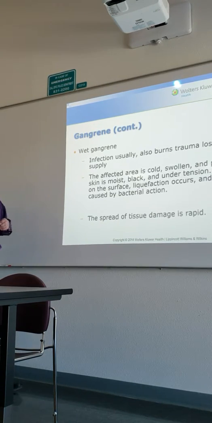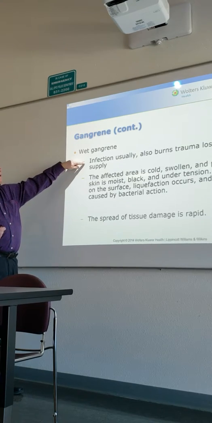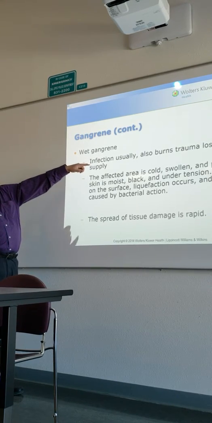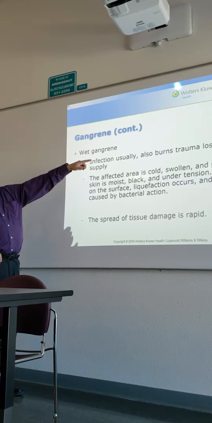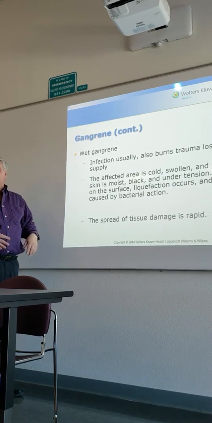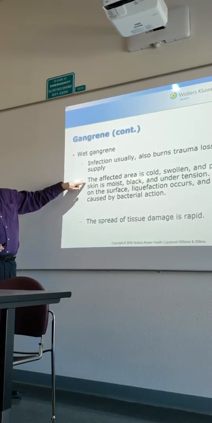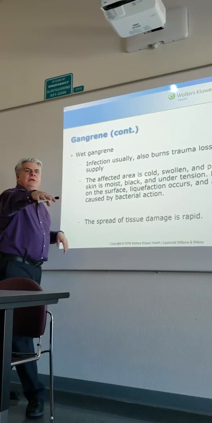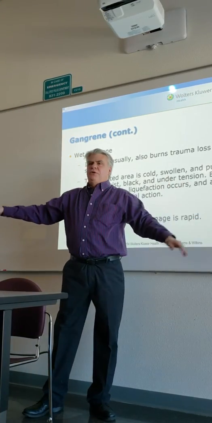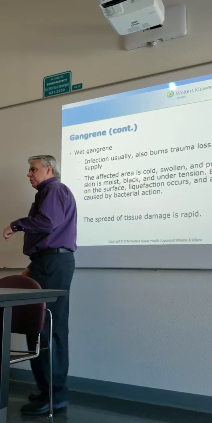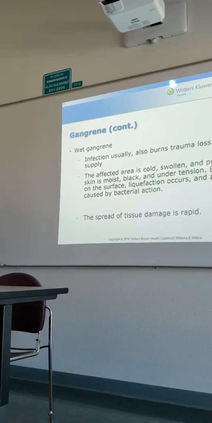Wet gangrene is infection usually, but also what? Trauma. Trauma, burn, anything where you lose the blood supply, right? The infected area is cold because why is it cold? There's no blood flow. You've got no perfusion, you have no blood supply, so it's going to be cold, black, and under tension.